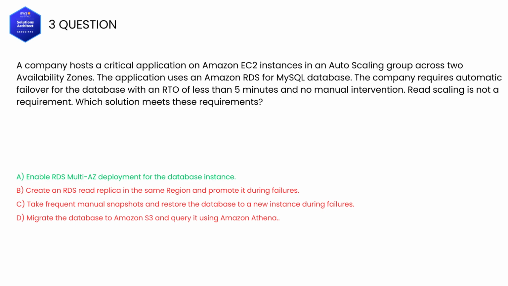The C option is incorrect because snapshot restore is a backup-restore DR approach and doesn't meet a sub 5-minute RTO in most cases. It also requires manual steps to restore and redirect traffic.